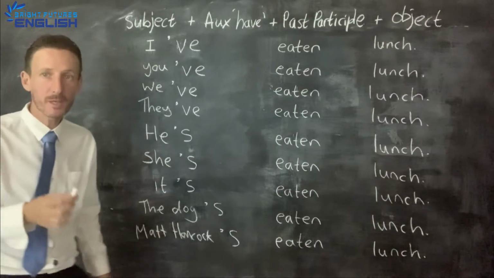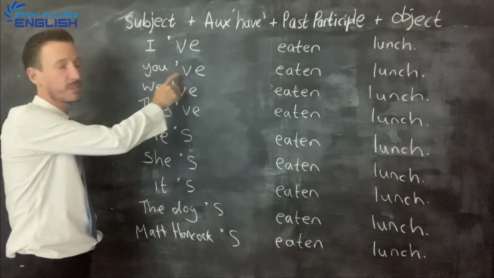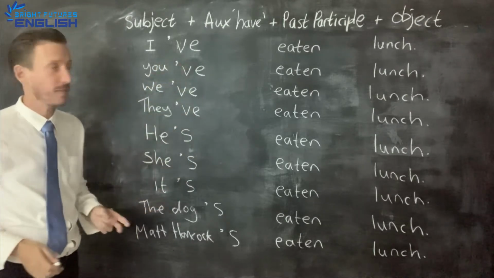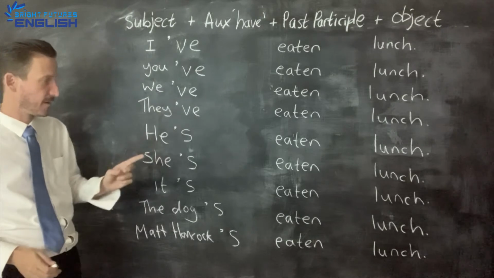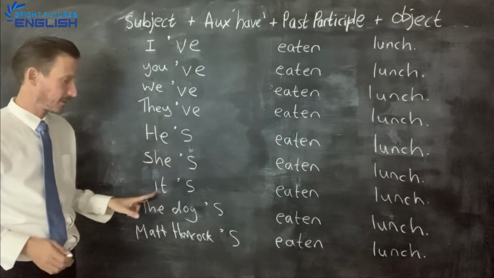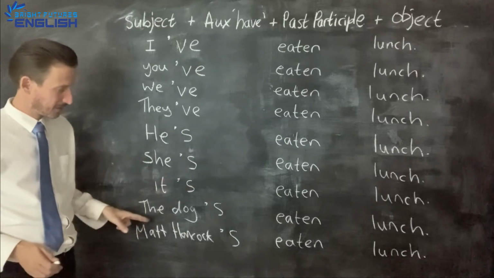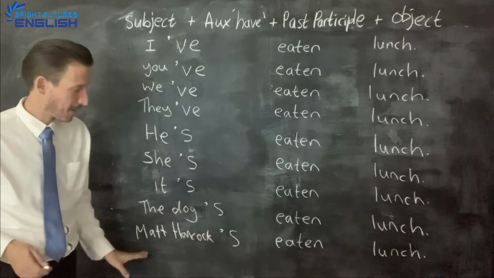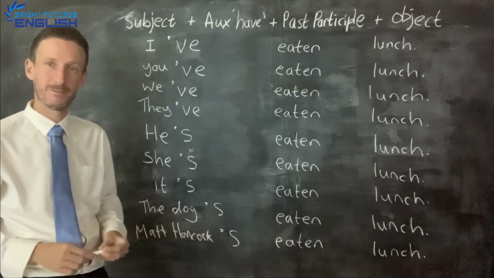And when spoken, the subject and the auxiliary verb is usually contracted. I've eaten lunch, you've eaten lunch, we've, they've. For third person, he's eaten lunch, she's eaten lunch, it's, the dog's, and even for names, we often contract when spoken. Matt Hancock's eaten lunch.